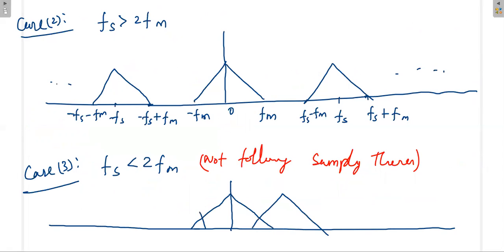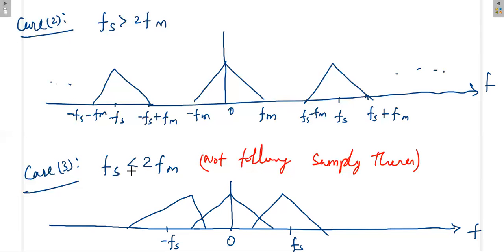Okay, it will overlap like this. This is 0, this is Fs, and this is minus Fs. So because of overlapping, what is happening? See, Fs is less than 2Fm.